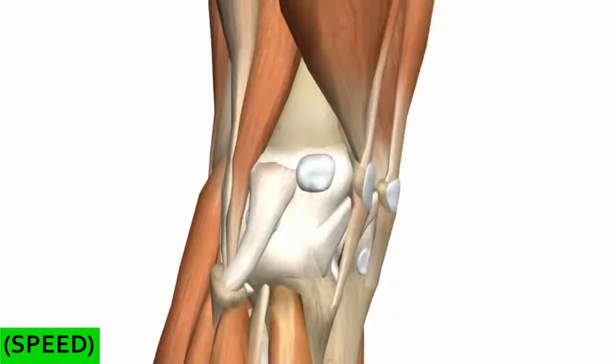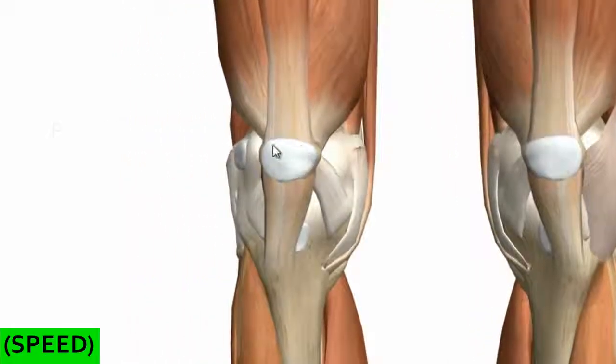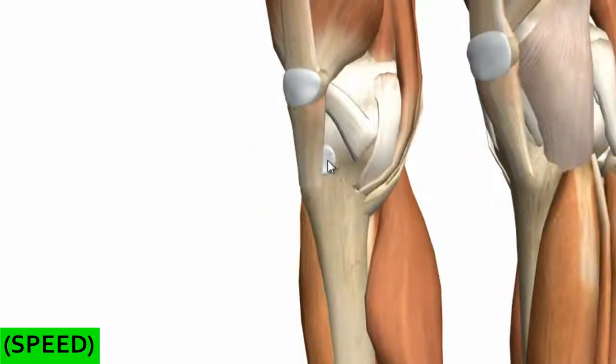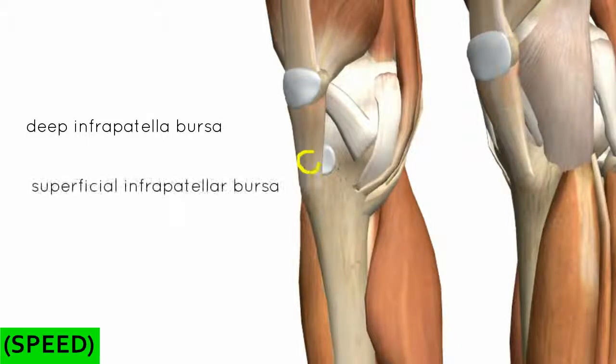So there are a few other bursae worth mentioning. You've got this bursa here, which sits over the kneecap, and it's called the pre-patellar bursa, the subcutaneous pre-patellar bursa. And then you've got this bursa down here, which sits underneath the patellar ligament. So this is called the deep infrapatellar bursa, because you've also got one that sits on top of the patellar ligament, and that's more superficial. So this is called the superficial infrapatellar bursa.